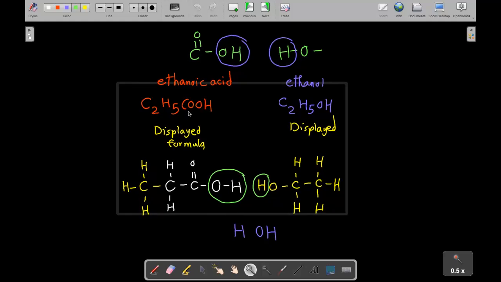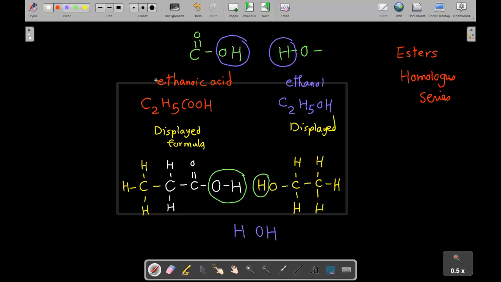So let's talk about esters. How are esters formed? The esters are a new homologous series that we will take, forming it from the last two homologous series we took. We took the acids and the alcohols. So how can you make the ester by joining the alcohol and acid?